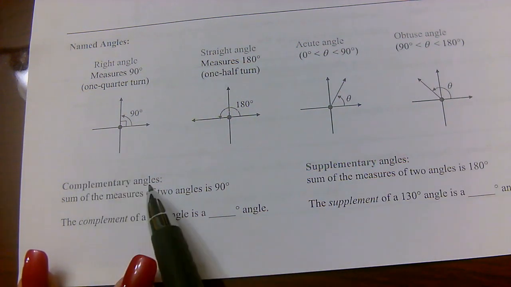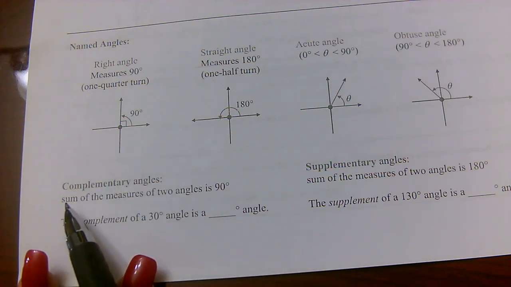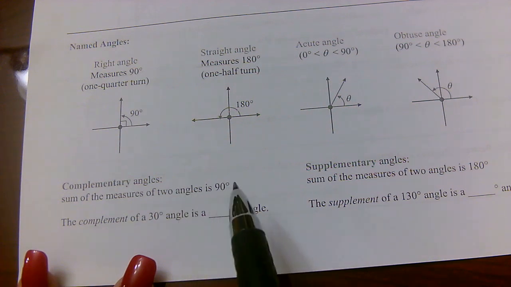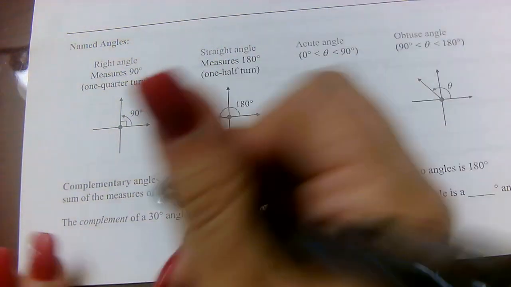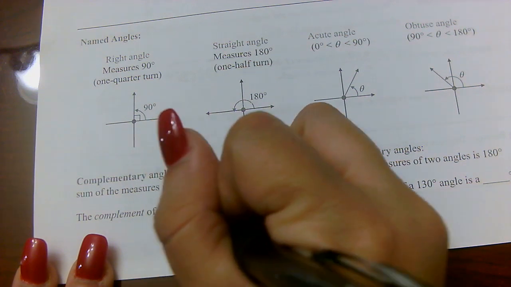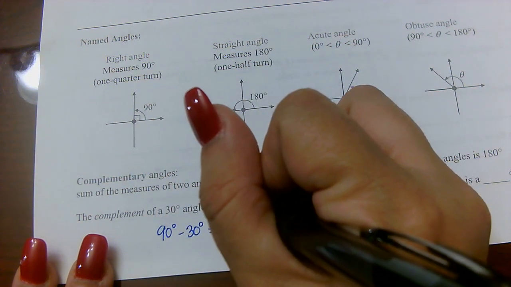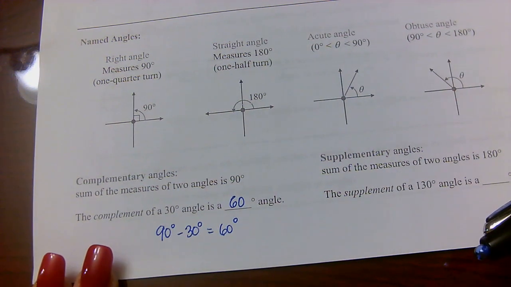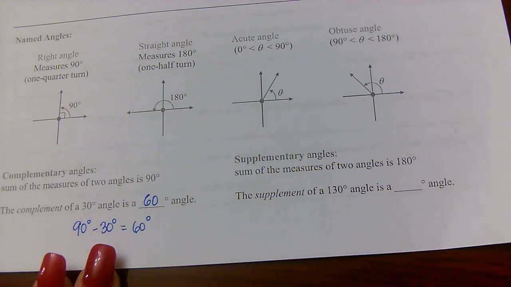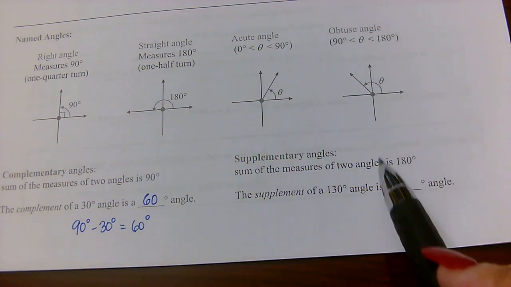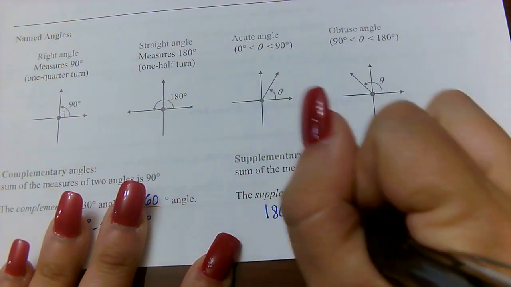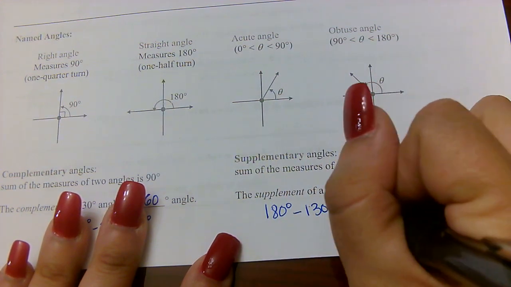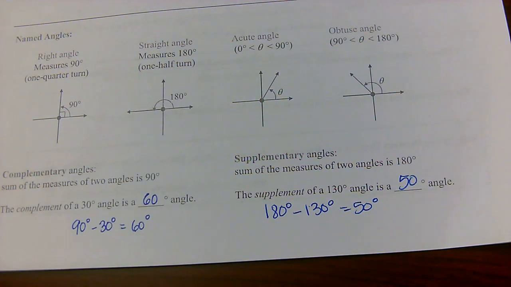Okay, so complementary angles, you might remember this from geometry. That means that the sum of the two angles adds up to 90 degrees. The complement of a 30-degree angle is, well, I'm going to go ahead and say 90 degrees minus 30 degrees. That is going to be 60 degrees. So the complement of 30 degrees is going to be 60 degrees. The supplementary angle is a measure of two angles that adds up to 180. So the supplement of 130 degrees, well, 180 degrees minus 130 degrees is equal to 50 degrees. So the supplement of a 130-degree angle is going to be a 50-degree angle.